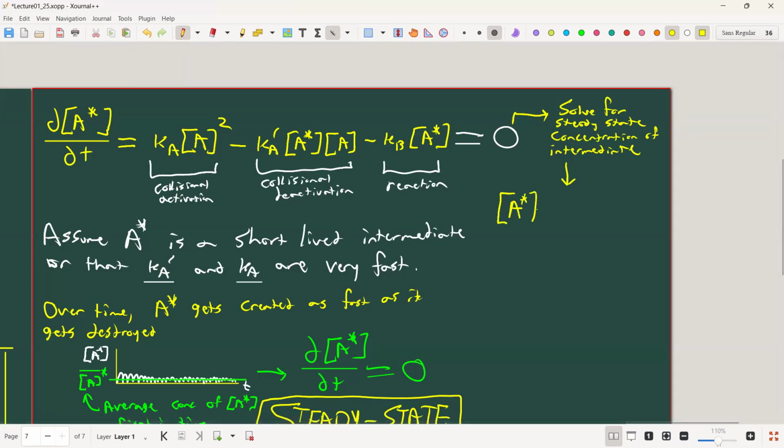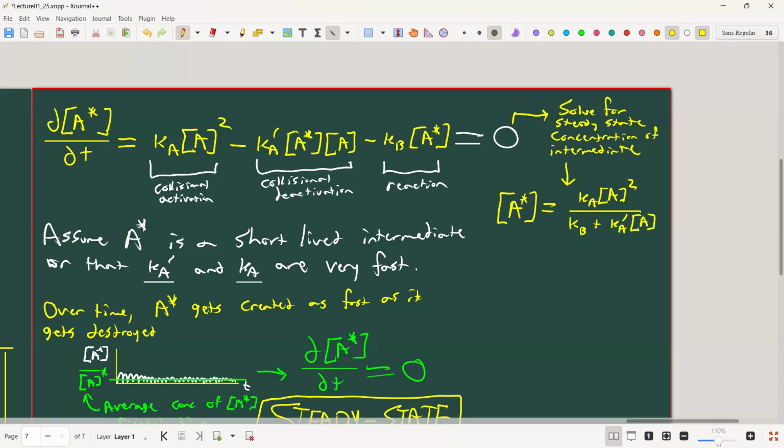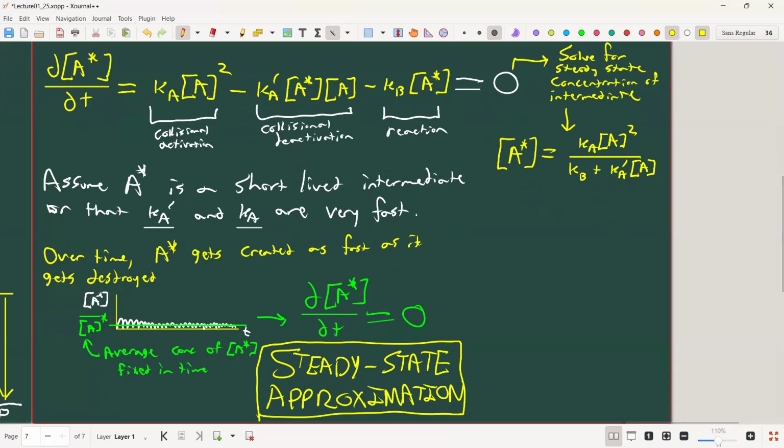And so it says that the steady state concentration of A prime is Ka times the concentration A squared over Kb plus Ka prime times the concentration of A. Okay. So what do we use this for?